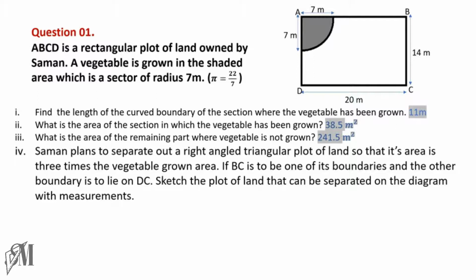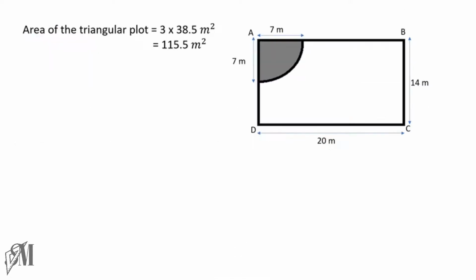So first of all, to do this part, we have to find the area of the triangular plot he is planning to separate. It says that is 3 times the area of the shaded region. So what we do is we multiply the area of the shaded region, that is 38.5 meters squared, by 3 to find the area of the plot, that is 115.5 meters squared. Right, now we know the area of the plot.